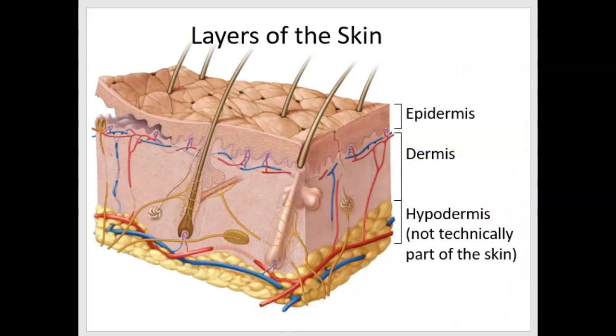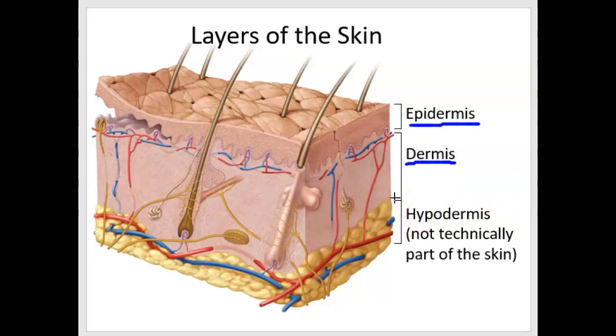So we're going to start off talking about the skin and its layers. The uppermost layer, or most superficial layer of the skin, is called the epidermis. The epidermis is made up of stratified squamous epithelium, which we'll discuss in a moment. Beneath the epidermis is the dermis. The dermis contains connective tissue.